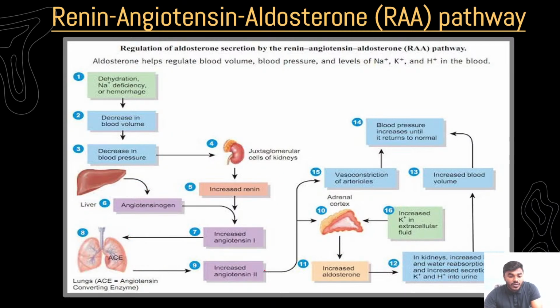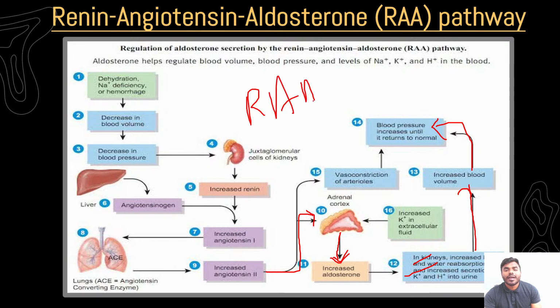Now angiotensin 2 got increased. Now the angiotensin 2 stimulates the adrenal cortex. What is the adrenal cortex doing? Adrenal cortex stimulates the aldosterone. Now that aldosterone, what will it do? It increases the reabsorption of sodium. It increases the reabsorption of potassium. Once the sodium and potassium reabsorption increases, what happens? The blood volume comes to normal. Once the blood volume comes to normal, friends, obviously blood pressure also comes to normal. This is a very simplified RAA pathway.